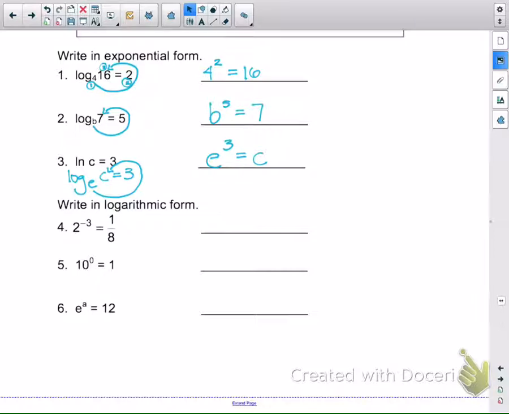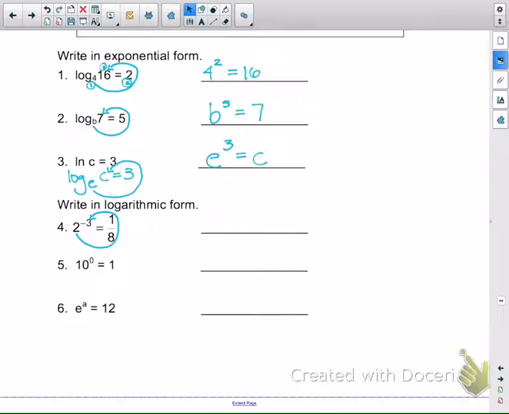Now we're going to go backwards. The good news is the same loop thing works. Okay, so the loop starts always at the base. So in question 4, what's our base? 2. So you draw the loop going just around like that. Same way it was before.